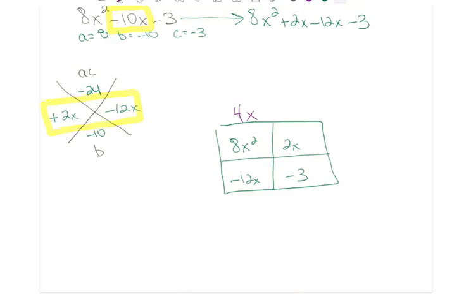Yep. And then I'm just going to move over to these guys. So 2x minus 3, what's the greatest common factor I can pull out of there? 1. Yep. And a positive 1. Now I'm going to look at these two. What's the greatest common factor between those guys? 2x. Yep. And I'm going to do the same thing on the bottom. What can I pull out of negative 12x and negative 3? Negative 3.